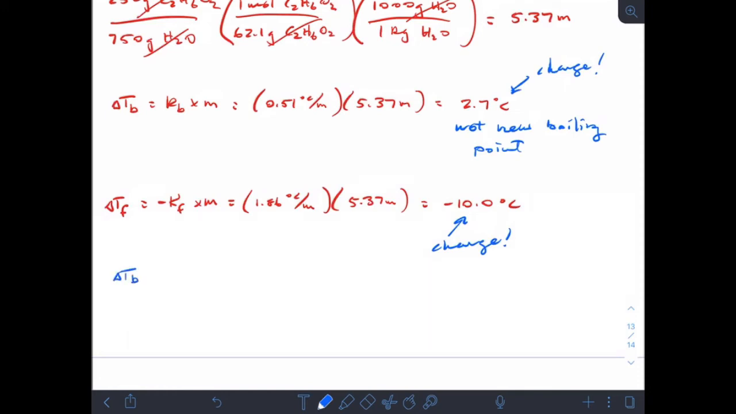So the delta TB, okay, anytime you're dealing with delta, it's final minus initial. So our final is our new boiling point. So TB minus our T initial, which is our original boiling point, okay? So delta TB plus T initial equals our new boiling point.